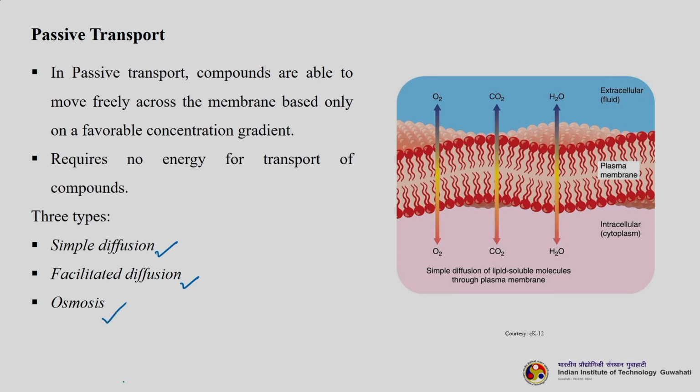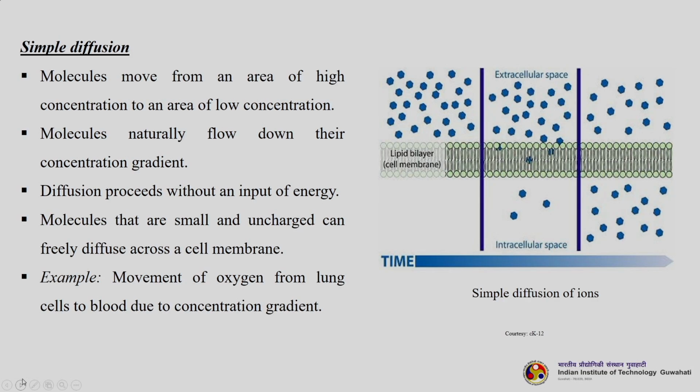You can see how it is happening here. So, this is simple diffusion of lipid soluble molecules through plasma membranes. So, oxygen is moving in this direction and carbon dioxide is also moving in this direction, okay, water is also moving in this direction. So, this is actually happening on both sides. So, this is your simple diffusion mechanism. So, in simple diffusion the molecules move from an area of high concentration to an area of low concentration. So, that is how it is happening, using the concentration gradient.